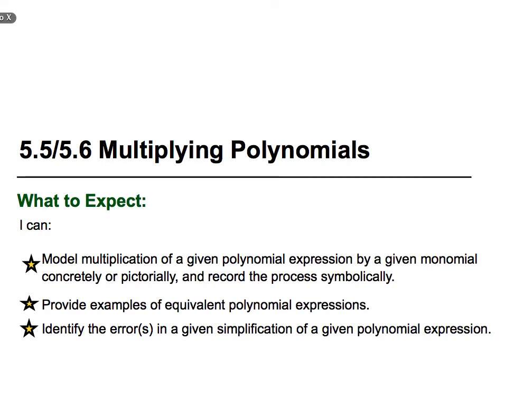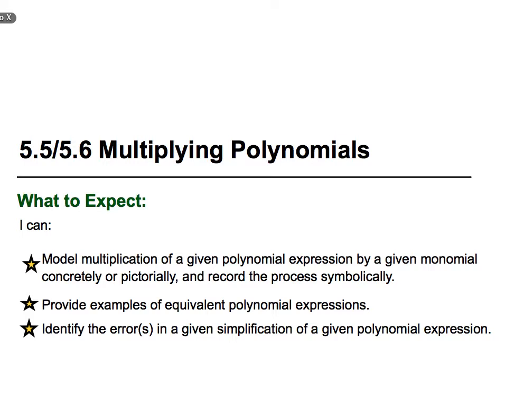Okay, so we're going to do 5.5 and 5.6, multiplying polynomials. I'm going to add both of them together and do it as one lesson, and then in the next lesson I'll do dividing. So what you're going to learn in this lesson is you're going to multiply a constant term into a polynomial. The next lesson will be taking a monomial and multiplying it into a polynomial. And then we're going to do dividing as well.